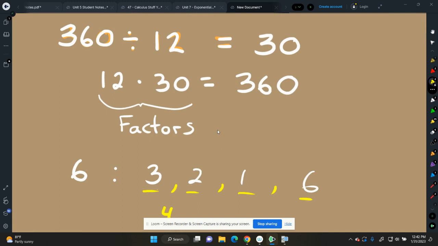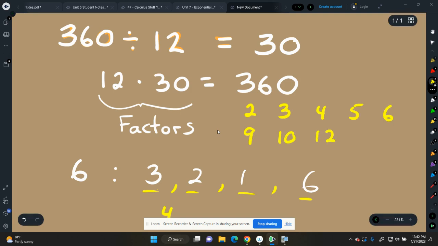Well, I can name more factors. I know 2 is a factor, 3 is a factor, 4 is a factor, 5 is a factor, 6 is a factor, 9, 10, 12. Let's see here. What else? Well, we could keep going. We can go pretty far, right? Okay. These are all factors. So when we divide like this, we can find factors.